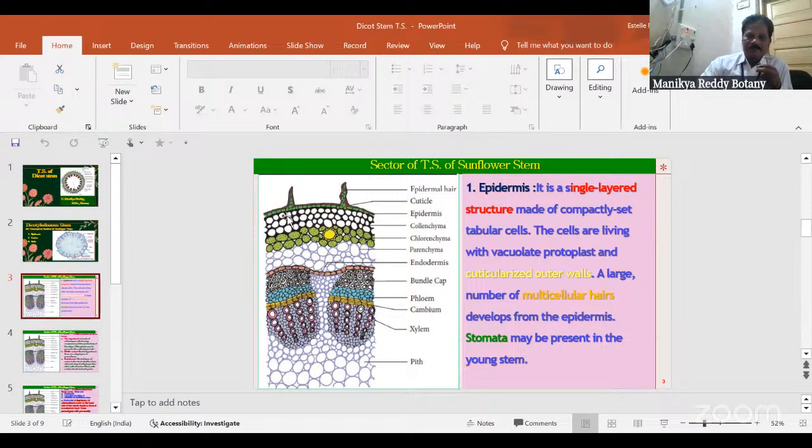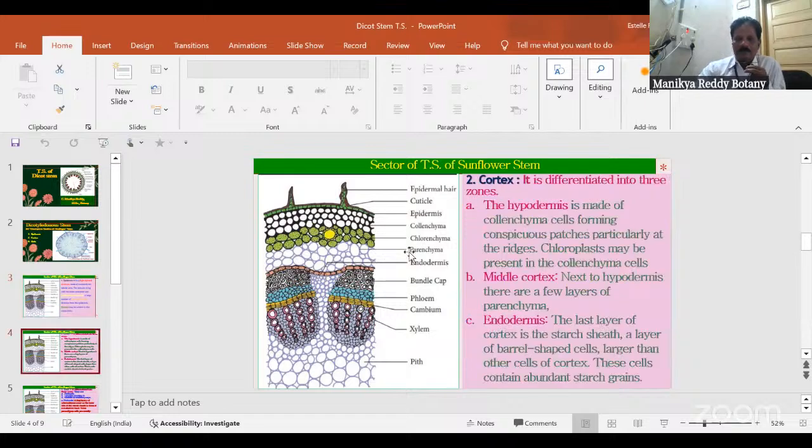This is about epidermis. I'll repeat once again. Epidermis is the outermost part of the stem. That is the first point. It is a single layered structure. It is made up of tabular cells which are closely packed. All the cells are living with vacuolated cytoplasm. The outer surface is enclosed with thin cuticle. You can find few stomata. This is about epidermis.